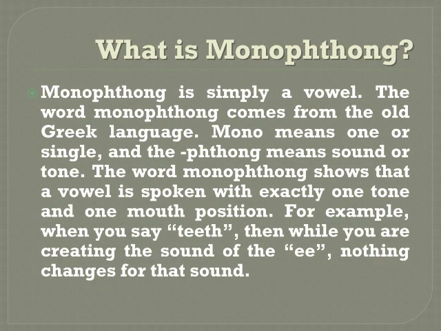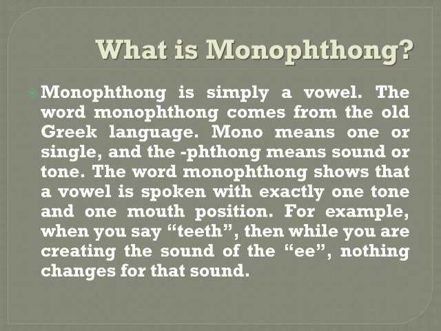Students, we can classify these vowel sounds in the following manner: monophthongs and diphthongs. Now the question is, what is a monophthong? A monophthong is simply a vowel. The word monophthong comes from the old Greek language. Mono means one or single, and phthong means sound or tone. The word monophthong shows that a vowel is spoken with exactly one tone and one mouth position.